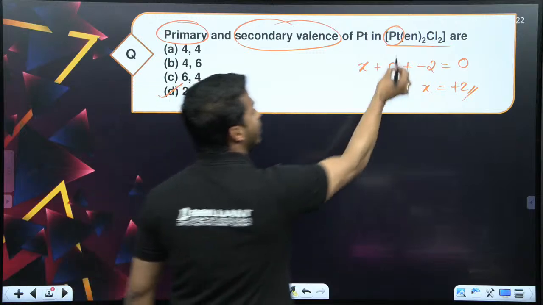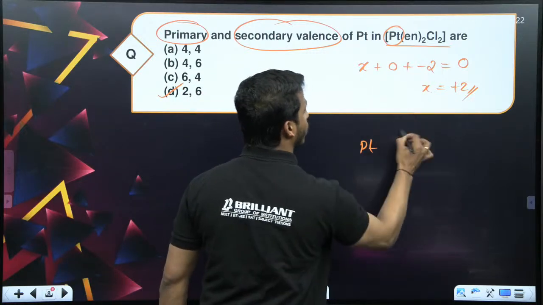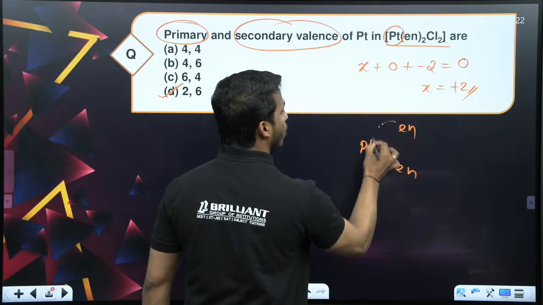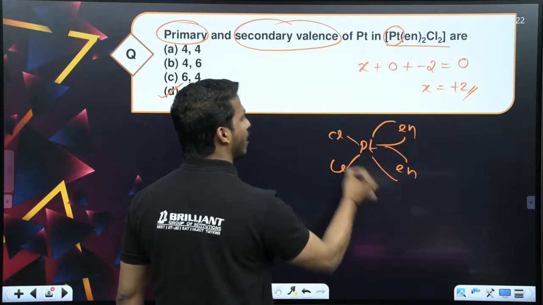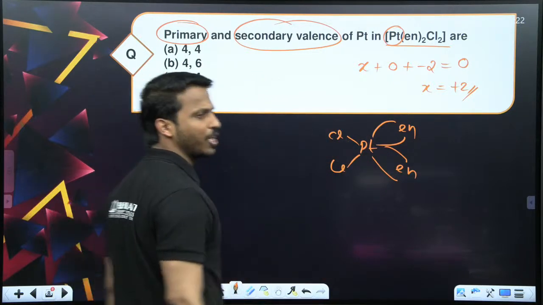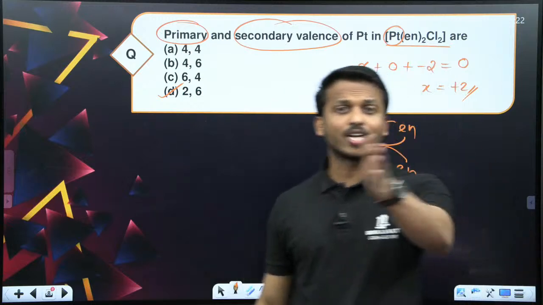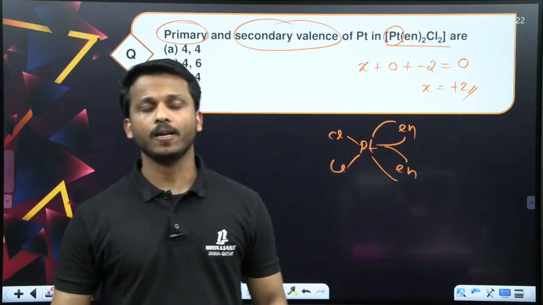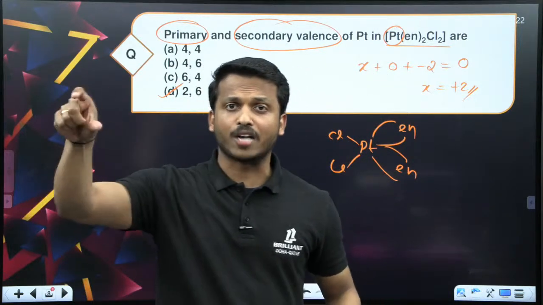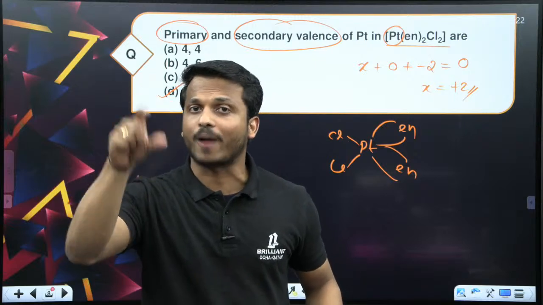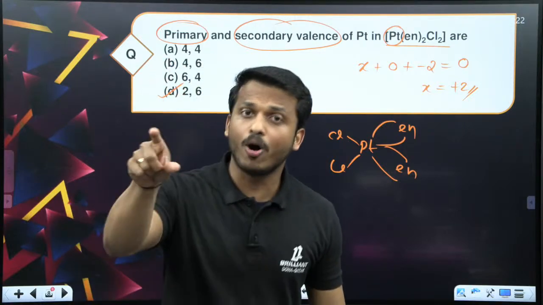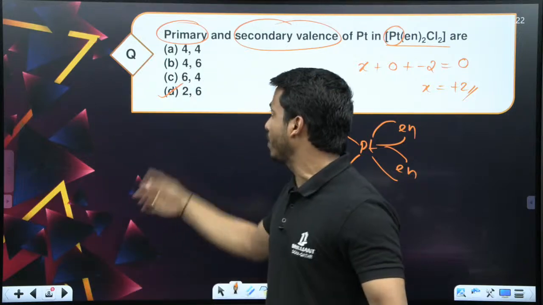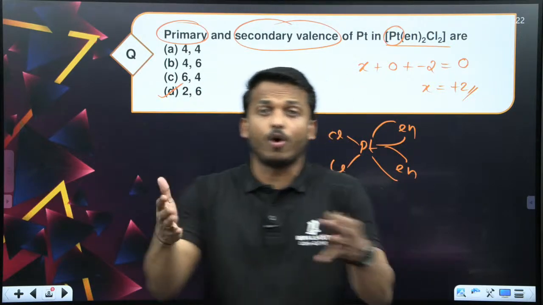Anyway, what is the coordination number? See, platinum is connected to en, you know, two en provide 4 sigma bonds and Cl, yes, total 6 sigma bonds. Option D is the correct answer. Maybe they ask you questions in this way. By giving a complex, they will ask you, what is the sum of primary and secondary valency? That is also one question. Sum means 2 plus 6, what? 8.